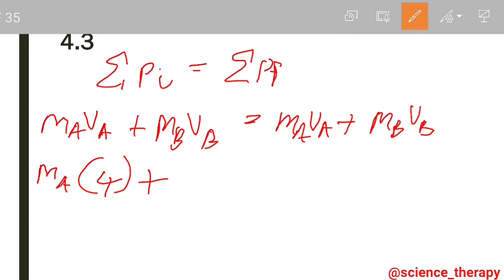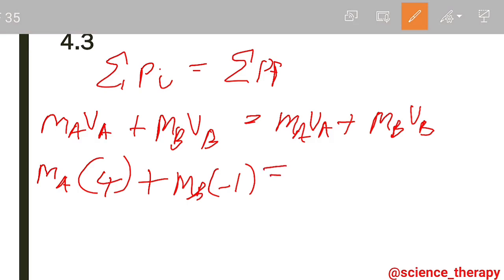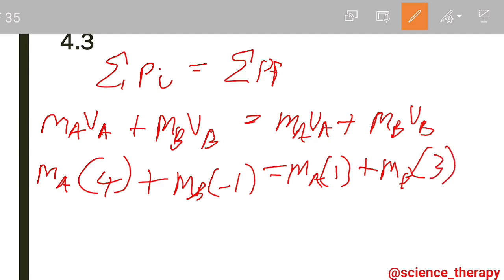Now plus MB, and then extracting it also from the diagram, we can see that it is -1 initially, right? Then we have the mass of A. Again, we don't have the mass of A, but then we have the velocity of A. Extracting it from there, we now have that after the collision, it is 1, right? So after the collision, the velocity is 1. Then the mass of B and the velocity of B now after the collision, it is 3, right?